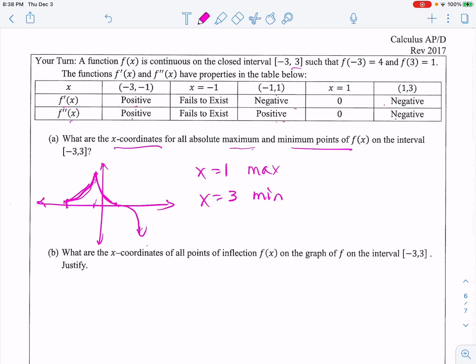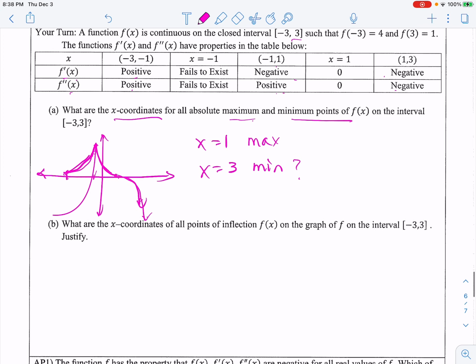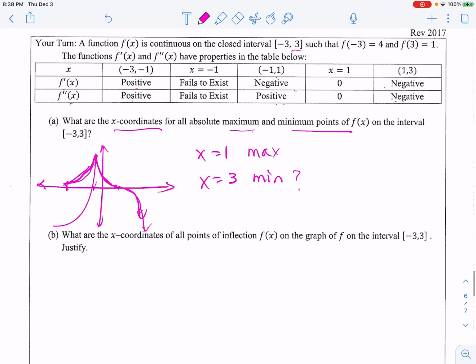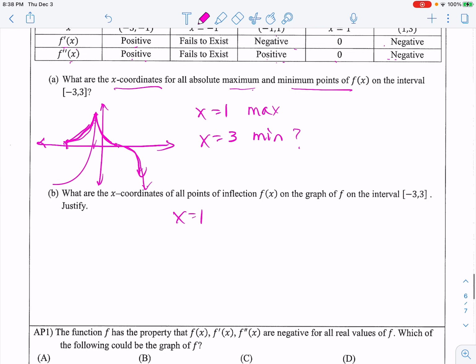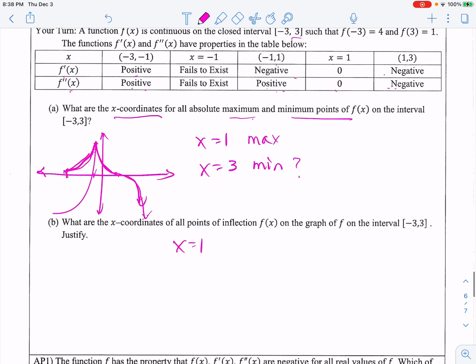Has to be concave up. Oh, I guess we don't know. I guess it could have gone like this. And this is decreasing and concave down, so we don't know. Good question. Points of inflection on the graph. The second derivative has to change and be 0, so it would be at x equals 1, because f double prime of x equals 0 changed from positive to negative. Ooh, good stuff.